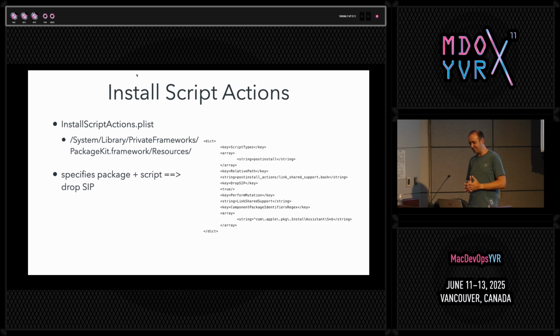So what they did, they introduced 3 different configuration files in the PackageKit framework, where the first of them was the install script action plist file, which basically specified: if this is the package and this is the script name, disable SIP for the installation process. So drop SIP for that process. So it means that it will not run anymore with SIP bypass privileges. So even if you try to exploit it, you won't be able to, because it no longer has the required privileges.